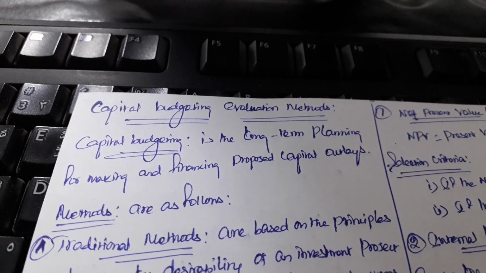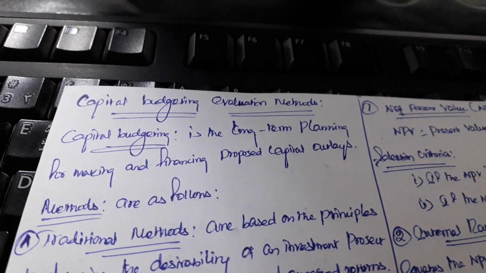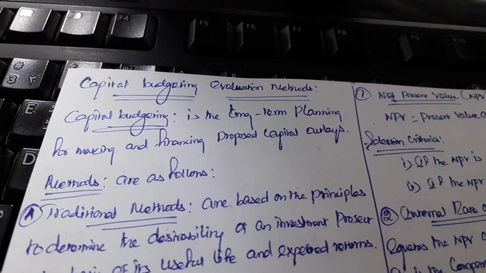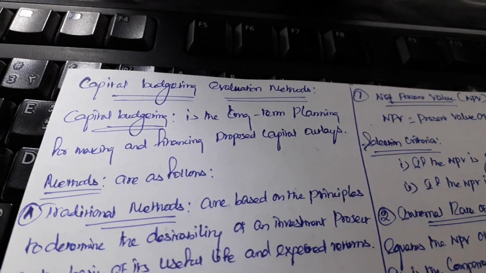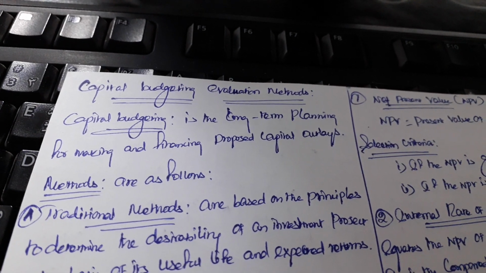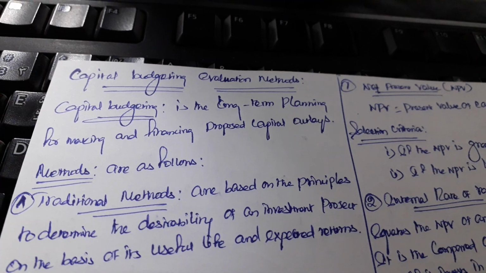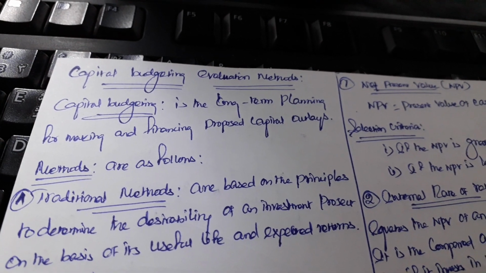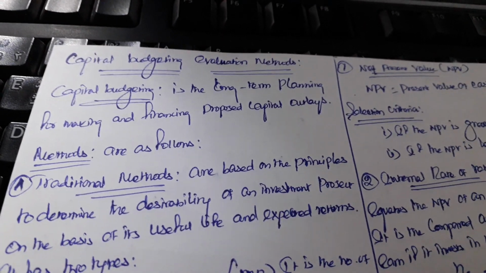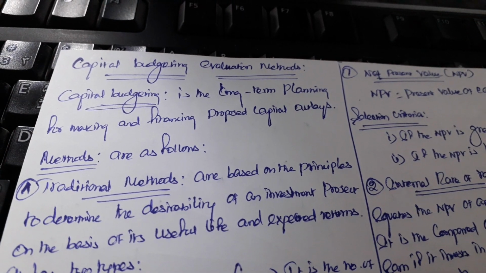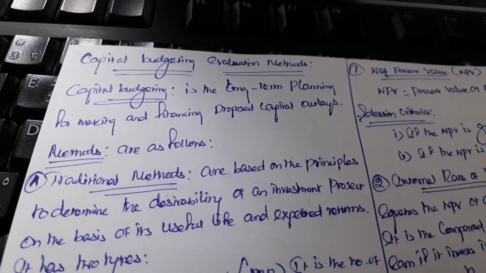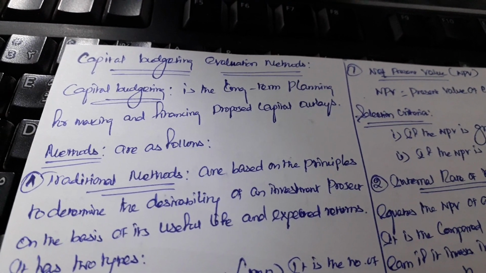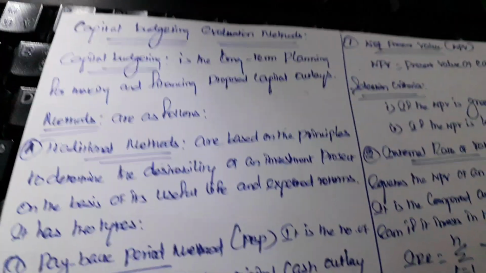Today's topic is all about capital budgeting evaluation methods. It is an important topic of management accounting. First of all, we look at the meaning of capital budgeting. It is the long-term planning for making and financing proposed capital outlays. To find out the capital expenditure in a long-term perspective, we will prepare the capital budgeting.